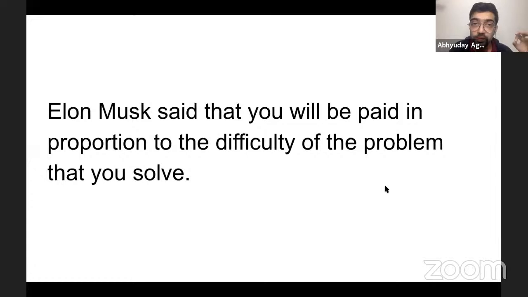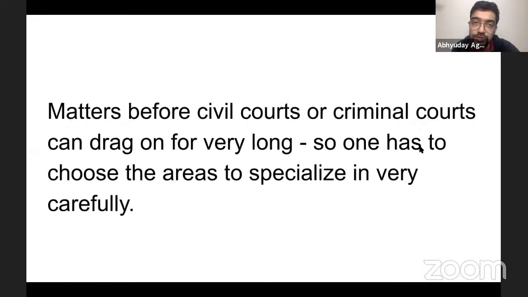Okay, now look at this. Elon Musk, right, now the richest man on earth, said that you will be paid in proportion to the difficulty of the problem that you solve, right? And this is an intuitive statement. If you solve difficult problems, you will be earning more. You will be more successful if you're solving difficult problems. Now the problem is that the matters before pure civil courts, pure criminal courts, or just under the NI Act, okay, so let's look at civil courts and criminal courts.